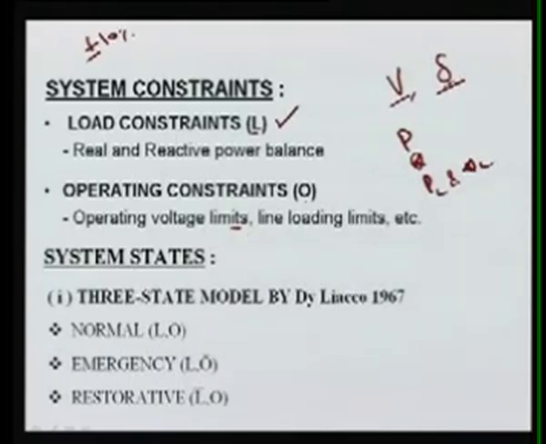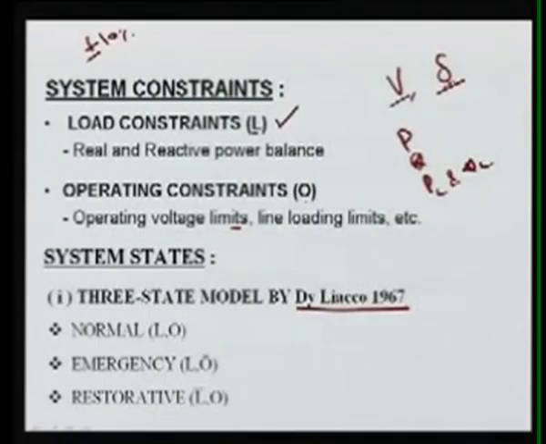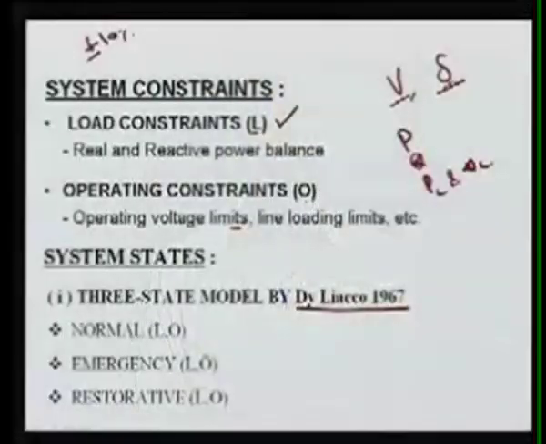So Dy Liacco, in 1967, gave the three-state model of the power system, and based on that he defined that the power system can have three states. One is normal, another is emergency, and the third is the restorative state. This idea of power system states, or power system security, is not very old. This concept basically arose after the blackout of the Northeast USA in 1965.